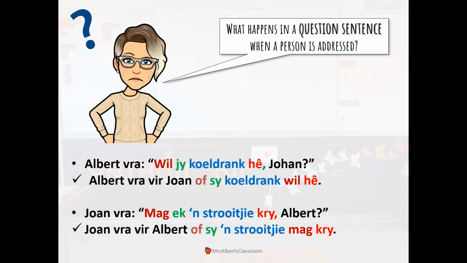So you can either put it in that section there, Albert vra vir Joan, and then you continue with your sentence, or you could have said Albert vra Joan of sy koeldrank wil hê. You don't have to use the vir. I prefer it this way. It makes it easier. Then you don't have to worry about where the name goes.